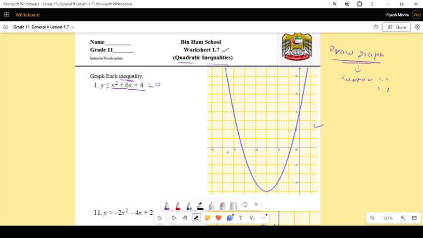For that I will consider any point not on the graph. Generally I consider 0, 0. I have to check whether this point will be under the shade or not. This one is x, this one is y. In this equation I am going to put the values of x and y. So y = 0 is less than or equal to 0 squared plus 6 times 0 plus 4. You can see 0 is less than or equal to 4, which is true. Because this is true, this point should be under the shade.